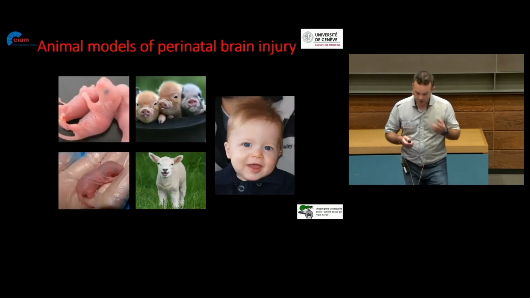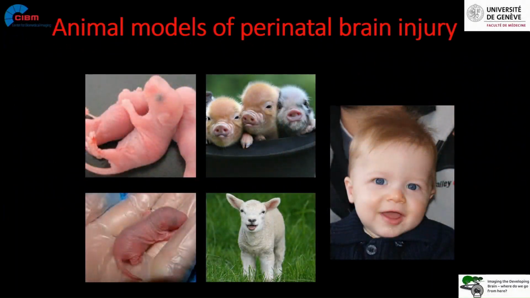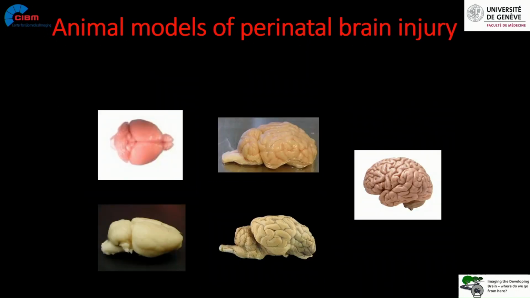So for animal models, we also need to choose which kind of species we want to use. So we have the rodents, so the mice or the rats, the piglets, the sheep. When we look at these animals, these guys are really different from this one. But if we go a bit deeper, the rodent's brain is non-gyrified, but if you look at the piglet or sheep brain, they are gyrified, and finally they are quite close to the human brain.